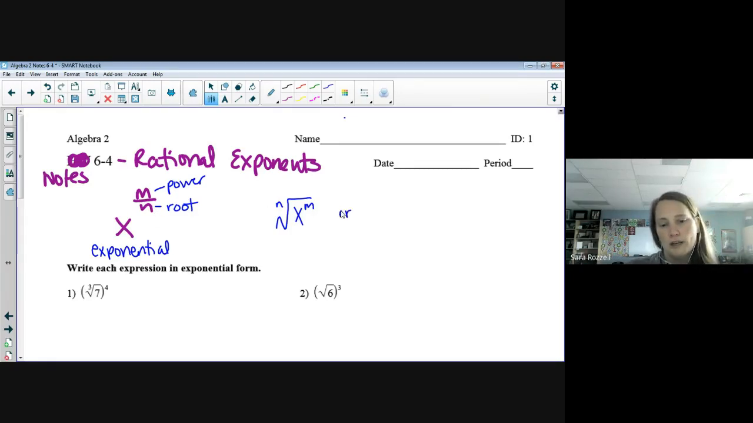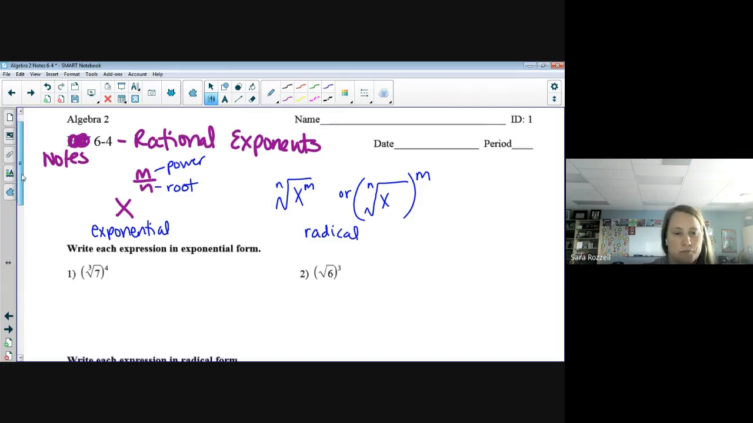So the top number corresponds to the power, the bottom number corresponds to the root. Or it could be written with parentheses. You'll see it both ways. I want to make sure that you're familiar with both. It could also be written like this: the nth root of x, all of that to the m. These two are interchangeable. And this is radical form. Okay, so the first part of your assignment is just switching back and forth between the two. So we're going from this form to this form and vice versa.